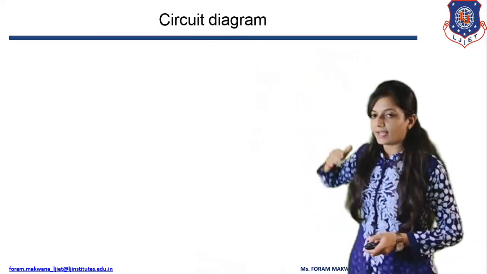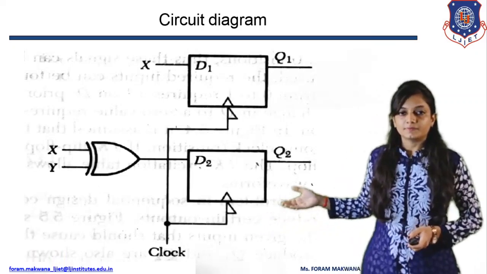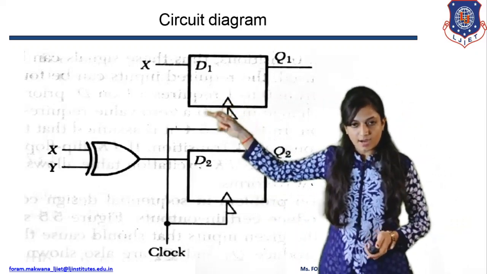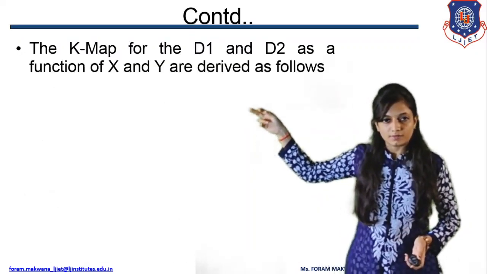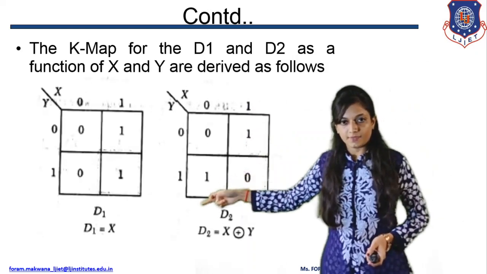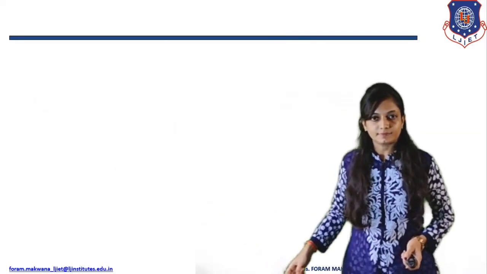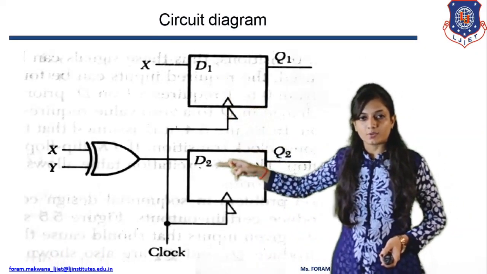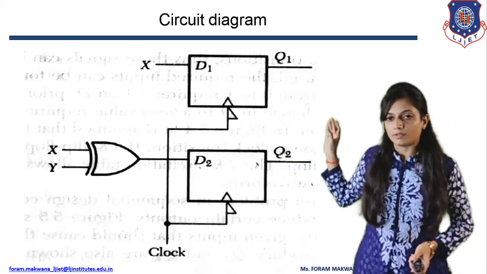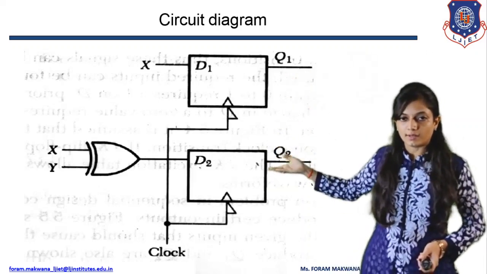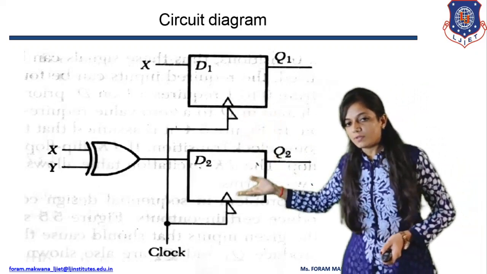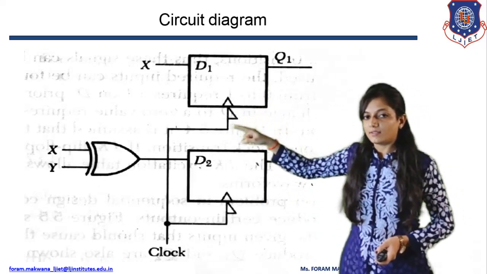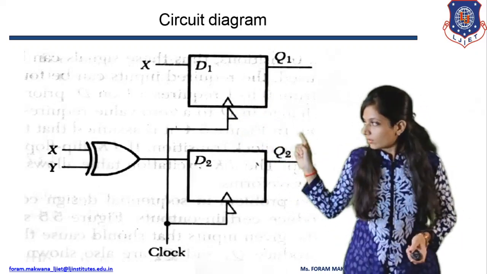The circuit diagram is this. There are two flip-flops, D1 and D2. D1 is equal to X, and D2 is equal to X XOR Y. So we have placed an XOR gate here, with two outputs, Q1 and Q2. Both flip-flops are triggered with the help of the clock pulse. Here the triangle represents the negative edge of the clock.